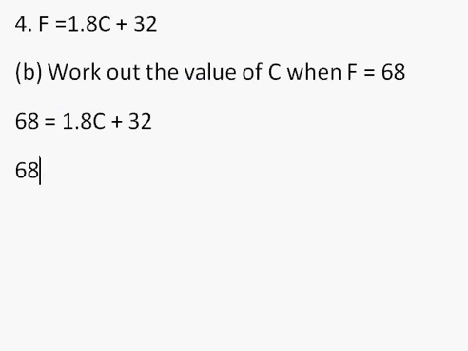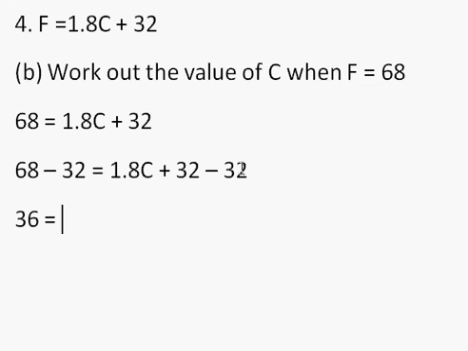So we write down 68 minus 32 equals 1.8c plus 32 minus 32. So we subtract 32 from both expressions. 68 minus 32, I won't bother doing it on the calculator, it's simply 36, and then equals 1.8c plus 32 minus 32, so that's just 0, so it's 1.8c plus 0, or more simply 1.8c. So things have gotten a bit simpler.